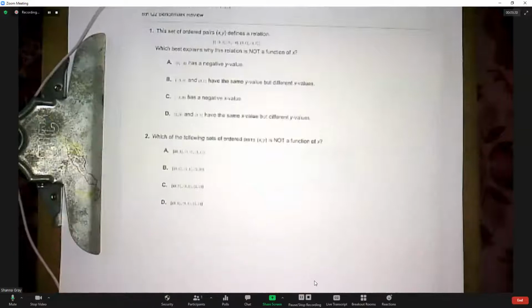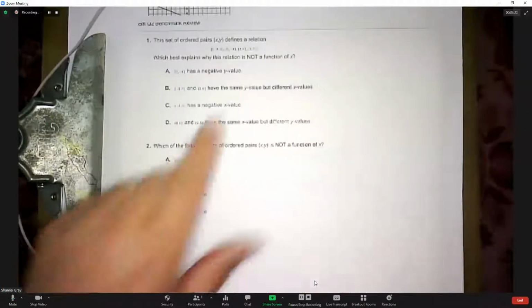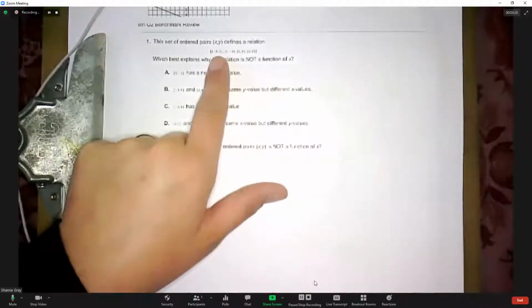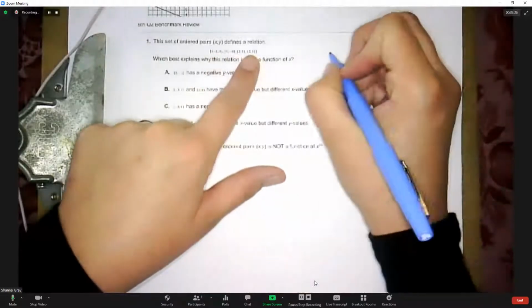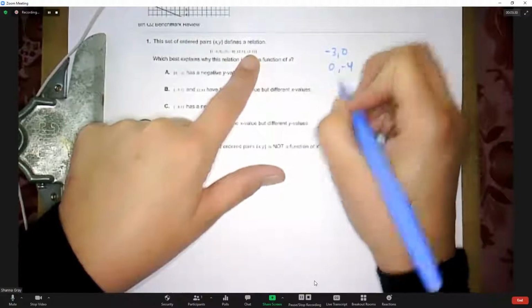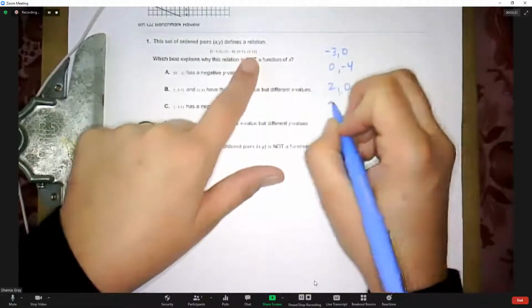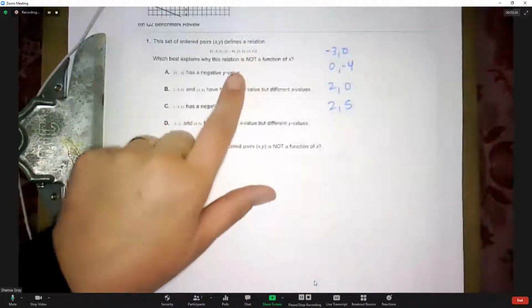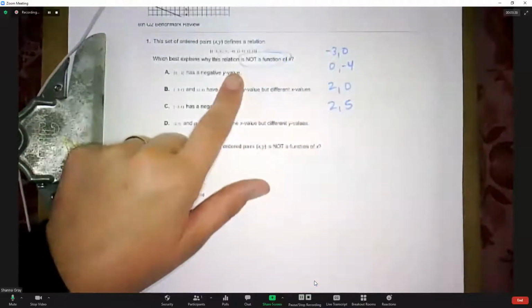Okay, number one, this set of ordered pairs defines a relation, and then it has an incredibly small printed set of numbers, which I'll just copy over here. All right, so it's asking which one is not a function.